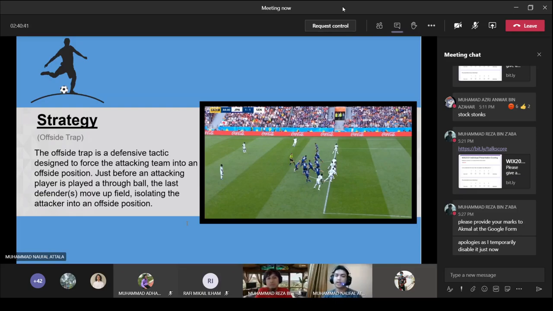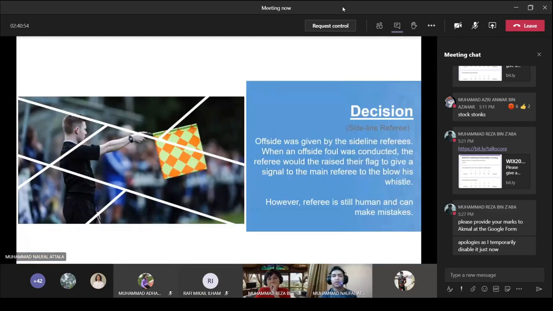However, the execution requires careful timing by the defense and is considered a risky move, since running upfield against the direction of an attack may leave the goal open and exposed.